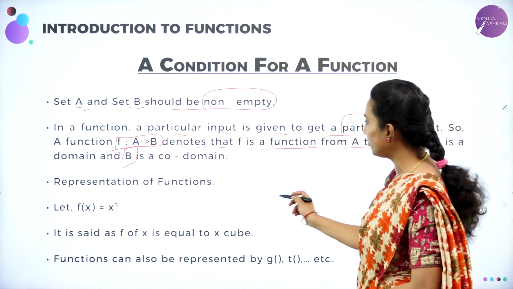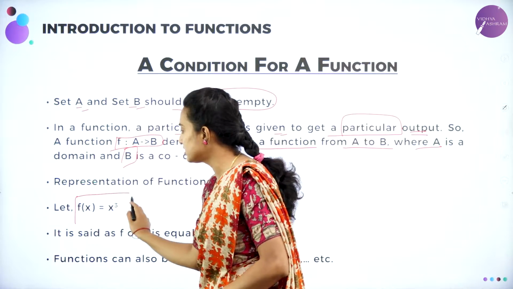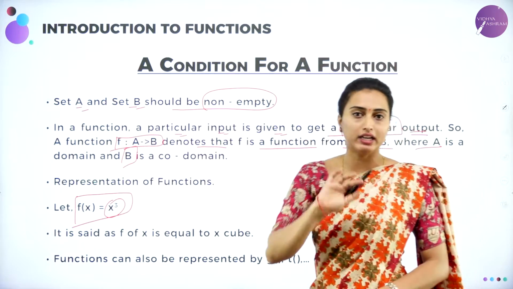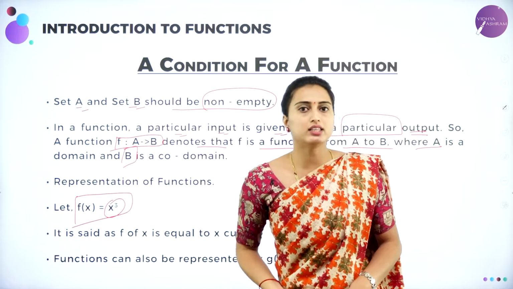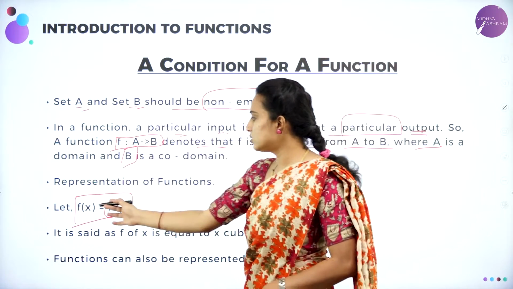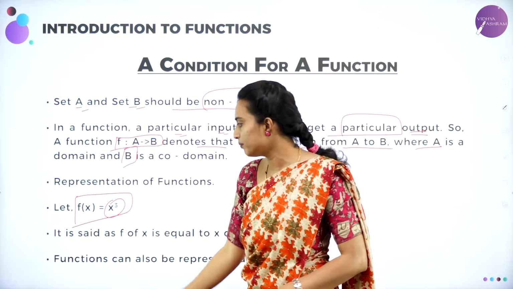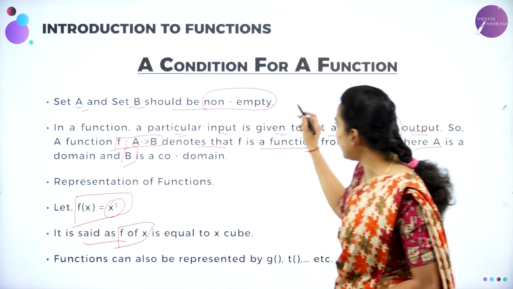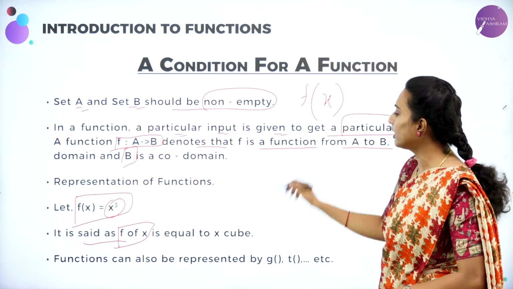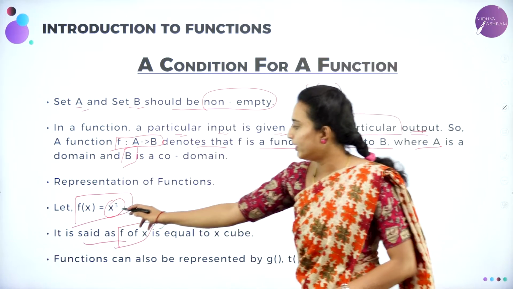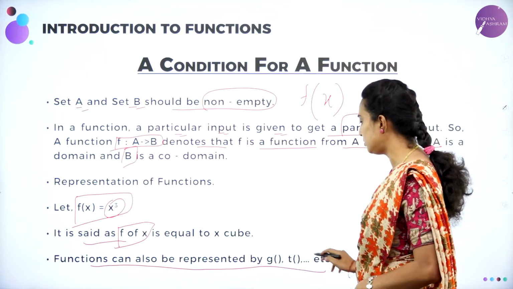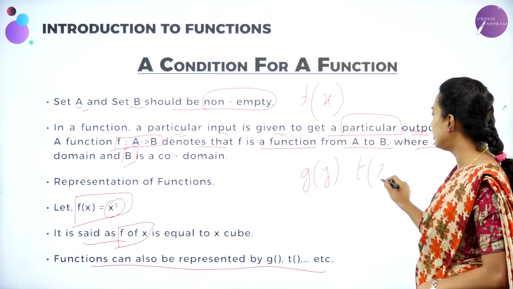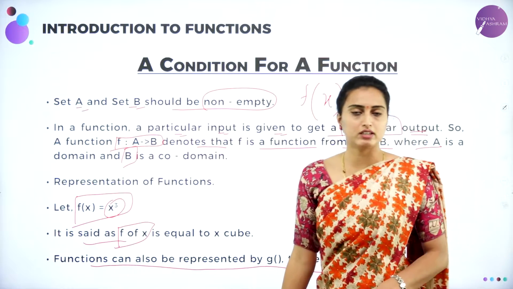So next we'll be moving on to the representation of a function. How are we going to represent it? We are going to represent it as f of x. f of x is equal to, this is an example I have taken, x cube. You can take it as any quadratic equation, any cubic equation, logarithmic equation, exponential equation. Like this we are going to denote the function f of x. You can read it as f of x, so f of x is equal to x cube. The functions can also be represented like g of y or t of y or t of z, etc. Like that you can represent the functions.